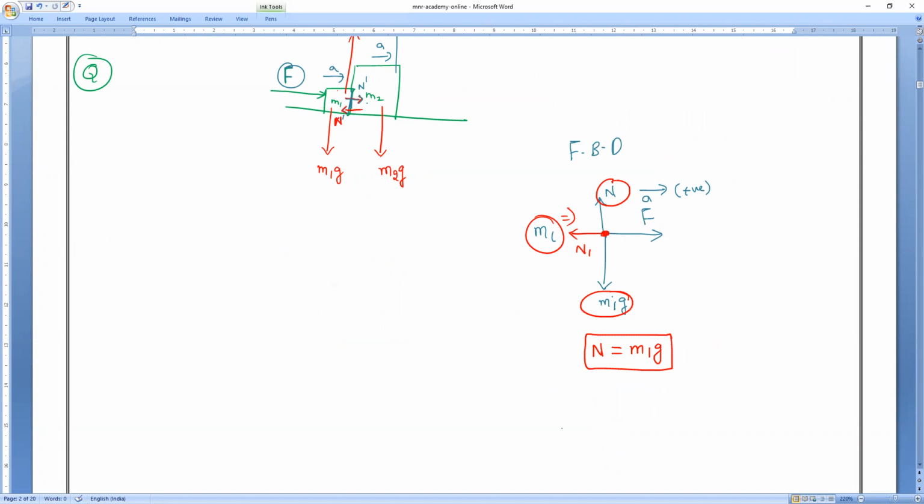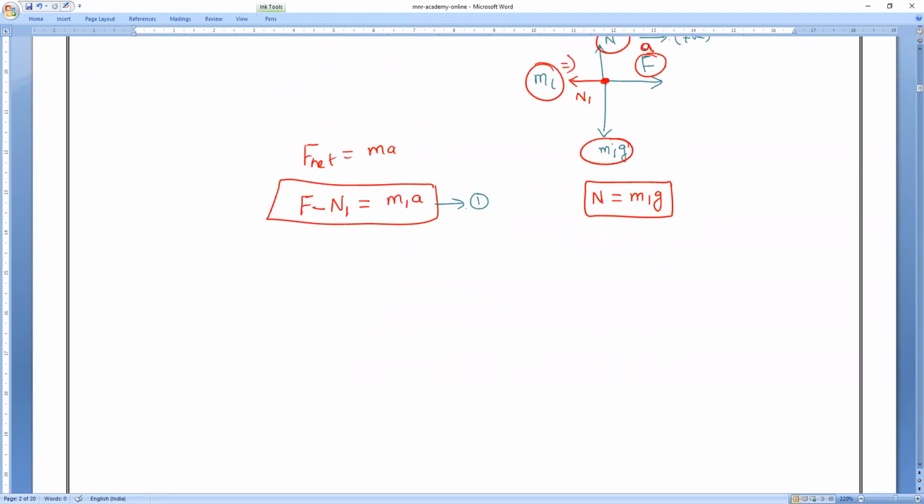N is equal to M1G. Next, we all know F net is equal to ma. The forward force minus the backward force, because acceleration is in the forward direction, so this is positive. Wherever acceleration is, that is positive, minus the backward direction force N1, equals M1A. So this is equation number 1.